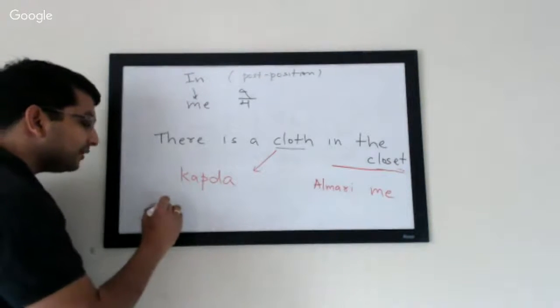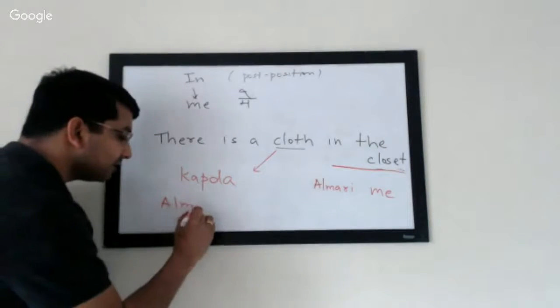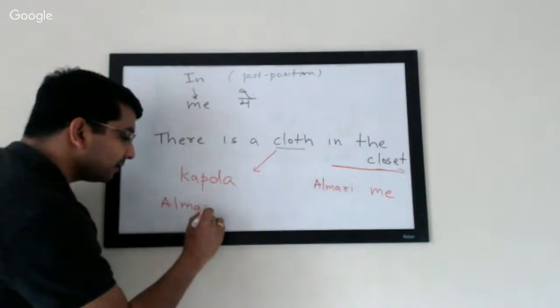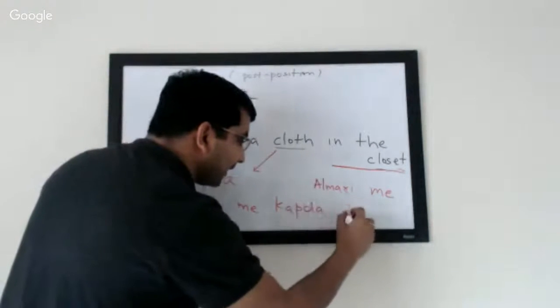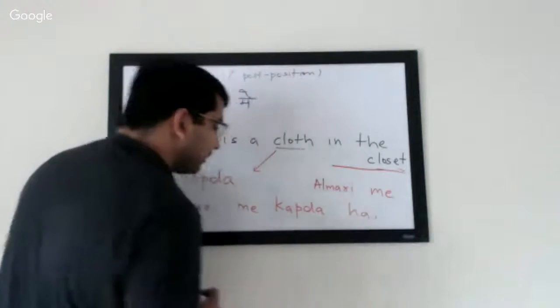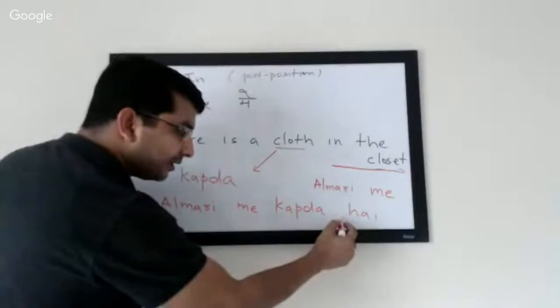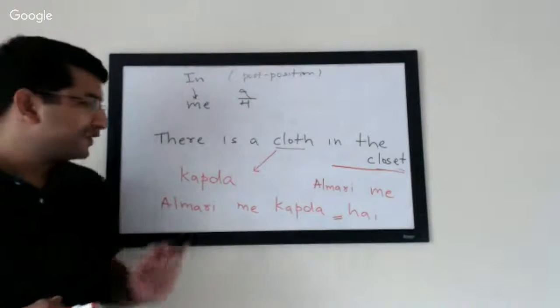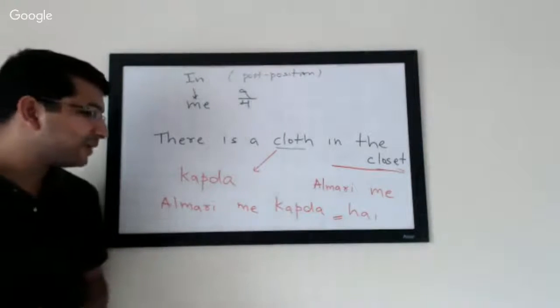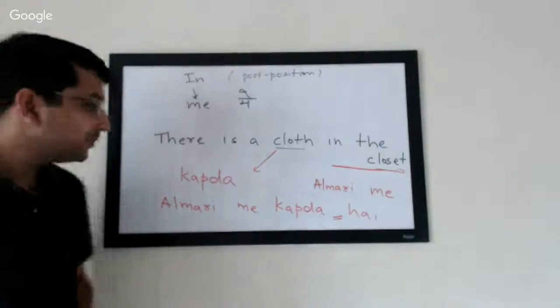So if you were to combine it together, you will say almari mein kapda hai. अलमारी में कपड़ा है. You can see there is nothing coming after कपड़ा. Hence its कपड़ा remains कपड़ा. Simple as that, right? अलमारी में कपड़ा है. There is a cloth in the almirah.